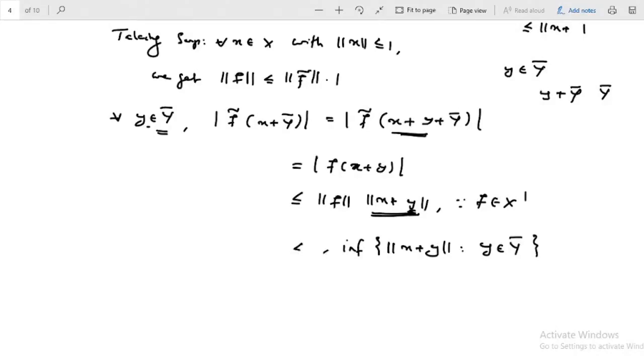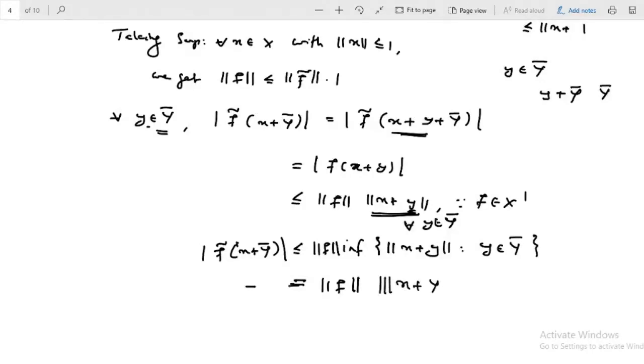Okay, norm of f into infimum of, and modulus f tilde of x plus Y closure is less than or equal to norm of f into the infimum of the set norm x plus y such that y belongs to Y bar. Since this result is for every y belonging to Y bar, what was said above holds. Okay, and it is equal to norm of f into this infimum, which by definition is the quotient norm of x plus Y bar.